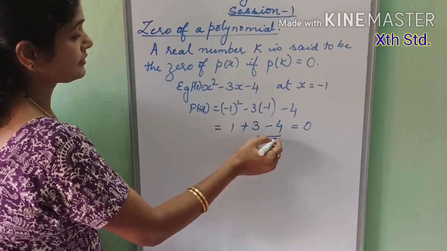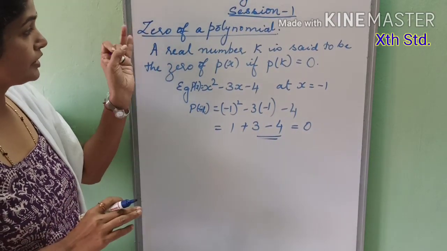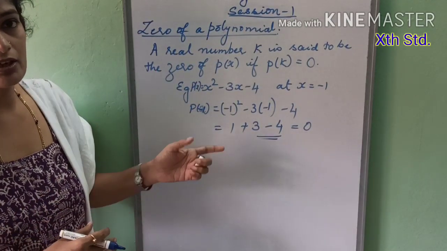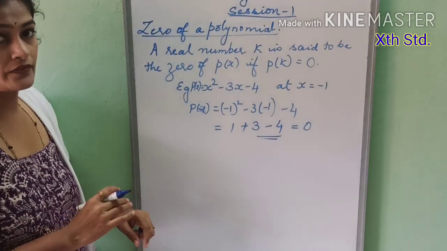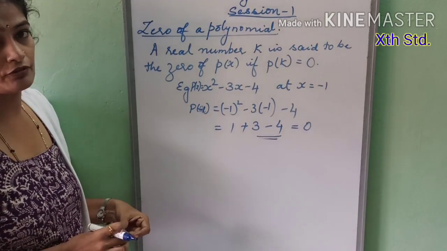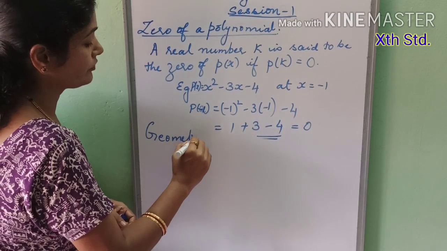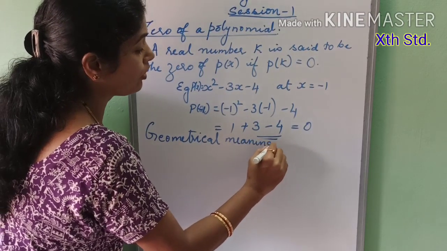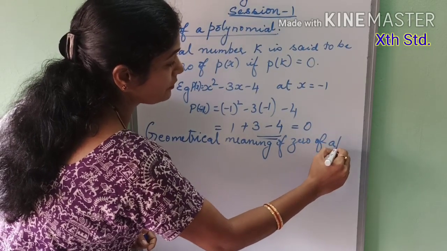Okay. Next. Now, you have learned the value of a polynomial, and you have also learned the 0 of a polynomial in class 9. We have just recalled all those things now. Moving on to the relationship between the zeros and the coefficients, before that, we will see the geometrical meaning of zeros of a polynomial.